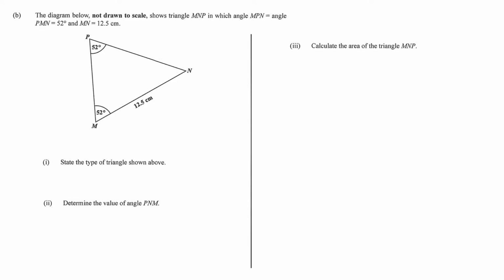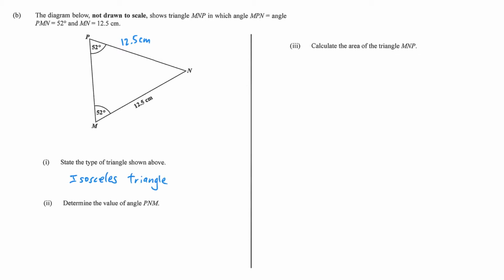Since the angles MPN and PMN are the same, they're both 52 degrees, I know that the side PN has to also be 12.5 centimeters. Since this triangle has two sides that have the same length, we know that this is an isosceles triangle.